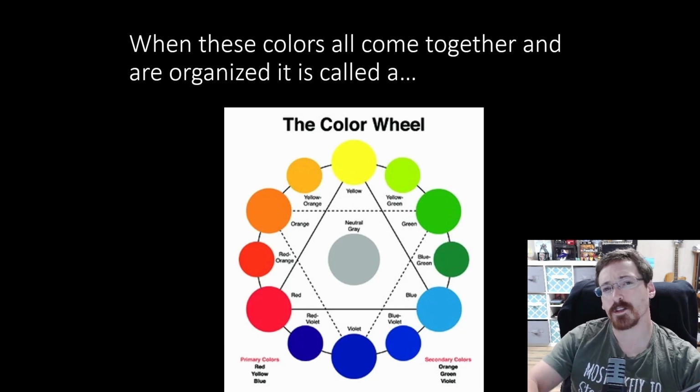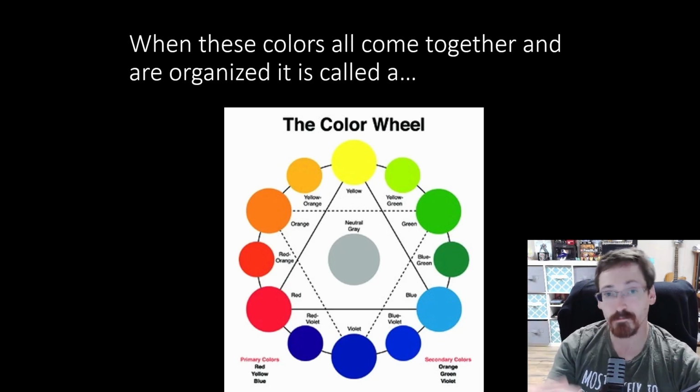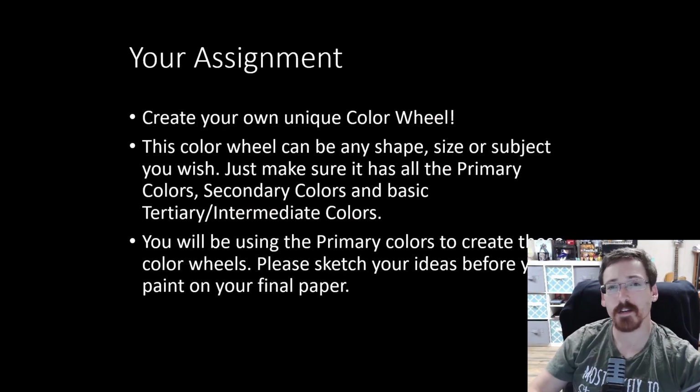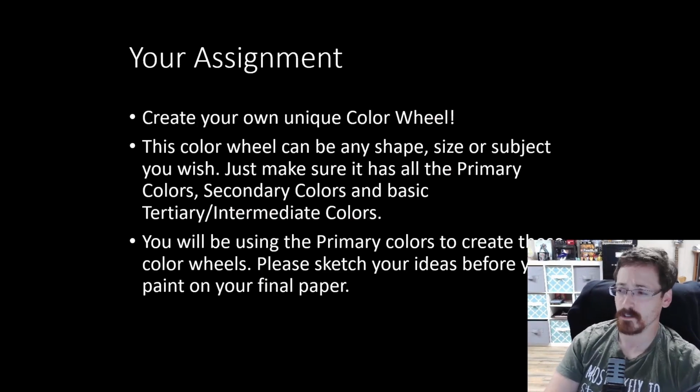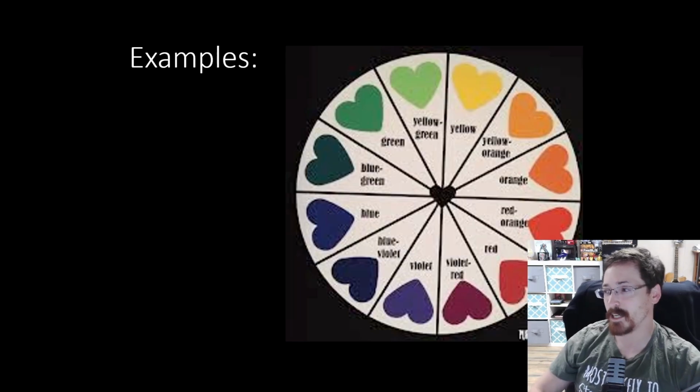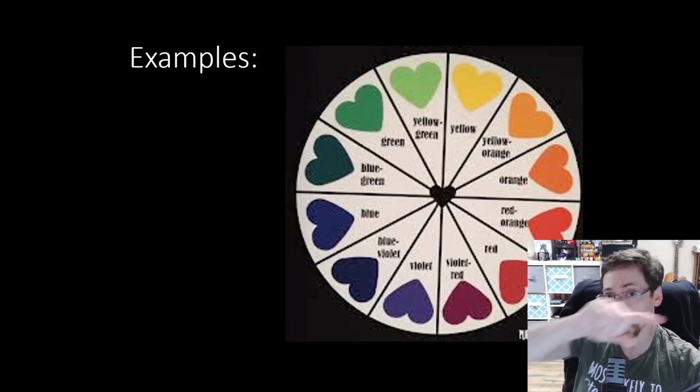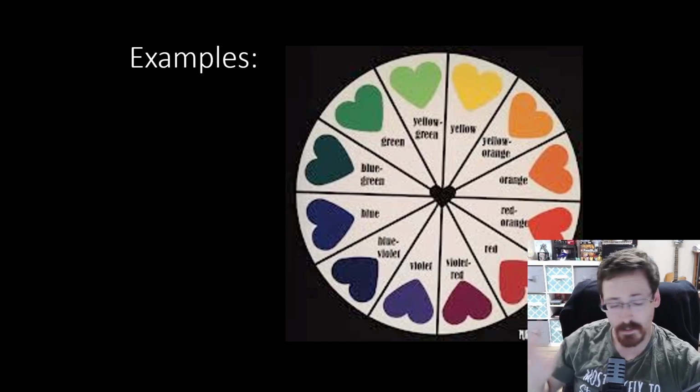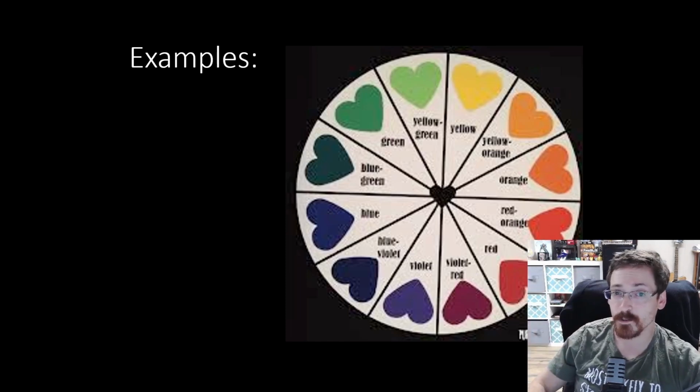When all these colors come together in a pretty little wheel, we call it a color wheel, which, like I mentioned to you at the beginning of this video, is what you're going to be making today. Your assignment is to create your very own custom color wheel, and it can be in any style that you like. I am going to show you how to make a color wheel that goes around in a circle. That's the easiest one to make, and I'm going to show you how to do that in a demo.